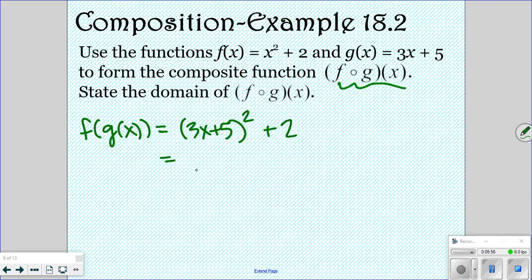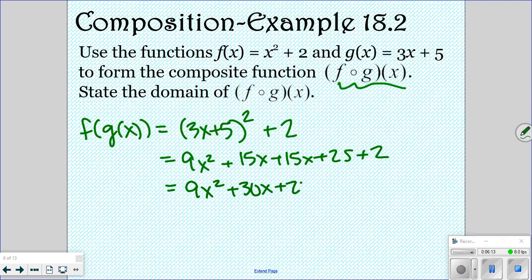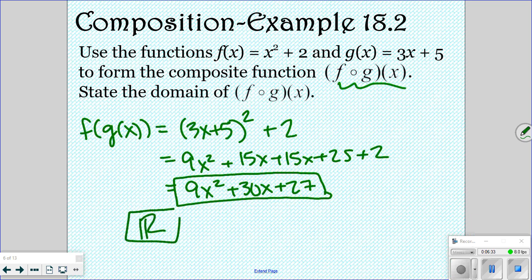So we're going to have 9x squared plus 15x plus 15x plus 25, and then plus 2, which you can combine some like terms. And so that would be your composite function. For the domain, do we have any numbers that we cannot plug into any of this? No. So your domain is simply all real numbers. So that's how you can do composites.